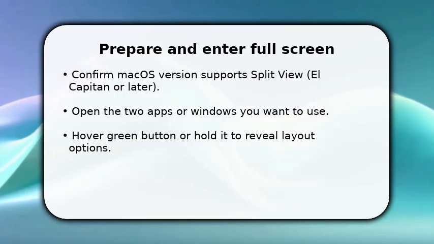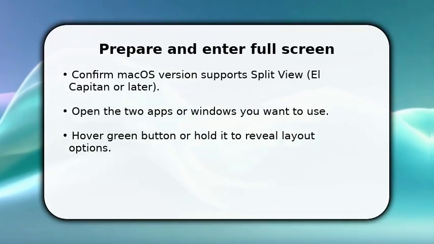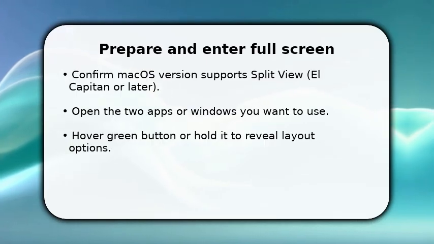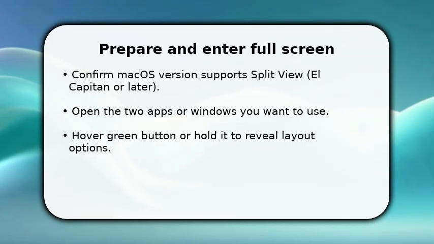You start by getting both windows ready and making one full screen. Click and hold the green traffic light button in the top left of a window, or hover to reveal the menu. Choose Tile Window to left of screen or right side option. Doing this locks the window into a side.